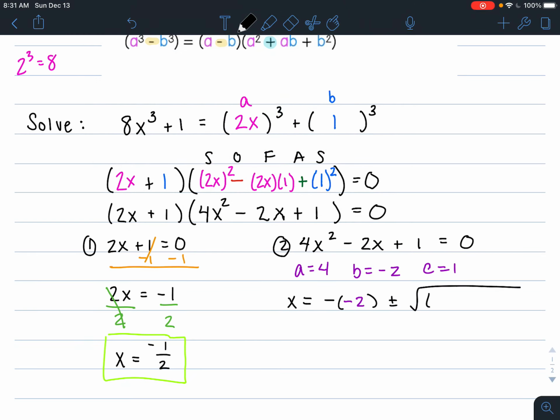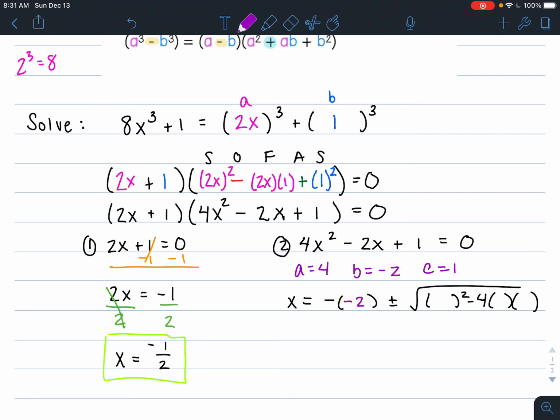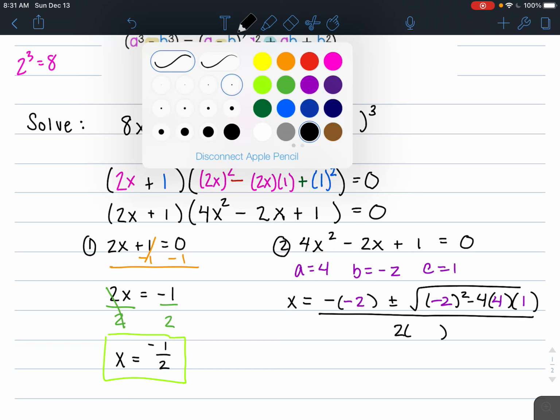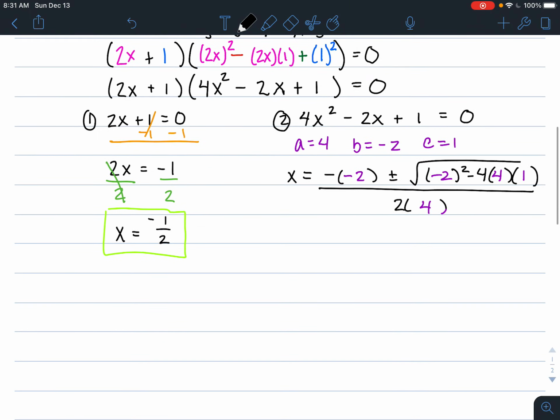Plus or minus, setting up our discriminant formula: plus or minus the square root of b squared, so negative 2 squared, minus 4 times a times c, all over 2 times a. Now it's just a matter of following order of operations correctly. I like to always find the discriminant first.